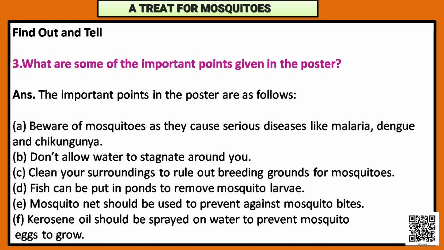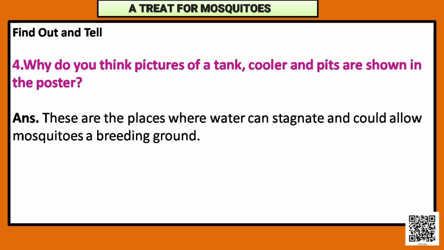Okay. So here we come to the next question. The question is, why do you think pictures of a tank, cooler and pits are shown in the poster? So the answer is, these are the places where water can stagnate and could allow mosquitoes a breeding ground. So there are the pictures of tank, coolers and pits shown in the poster.